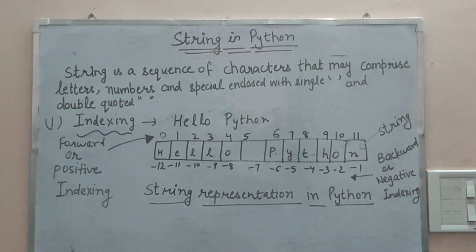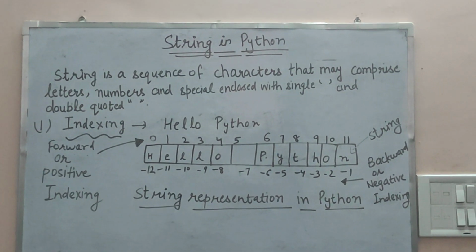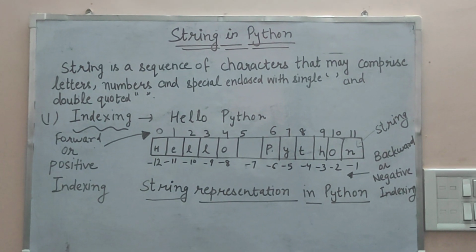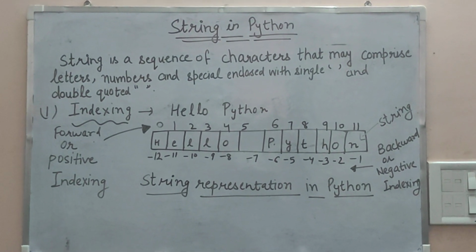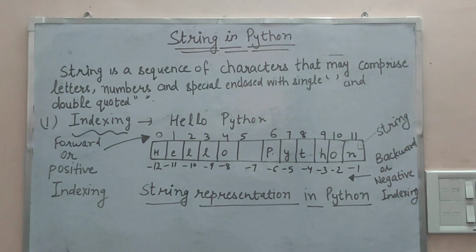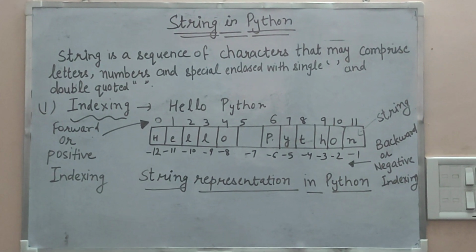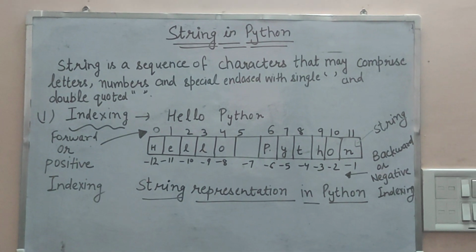A string is basically a sequence of characters. Sequence of characters means we can insert any kind of letter, number, or special symbols in between the quoted form, like single quoted or double quoted, as you can see on the board, right? There is also indexing, which is a feature of strings.